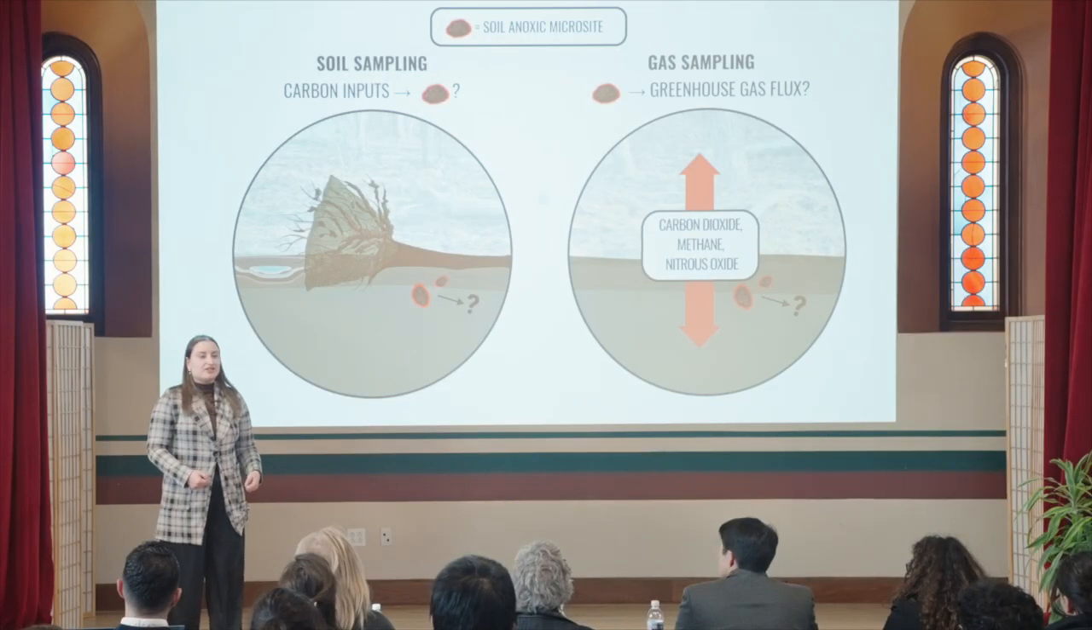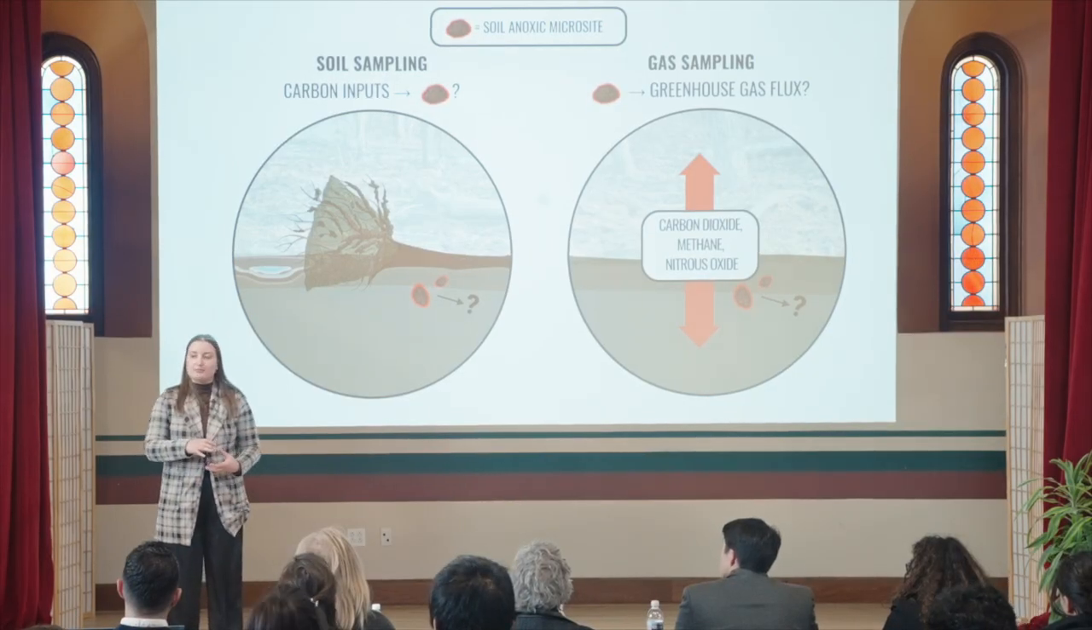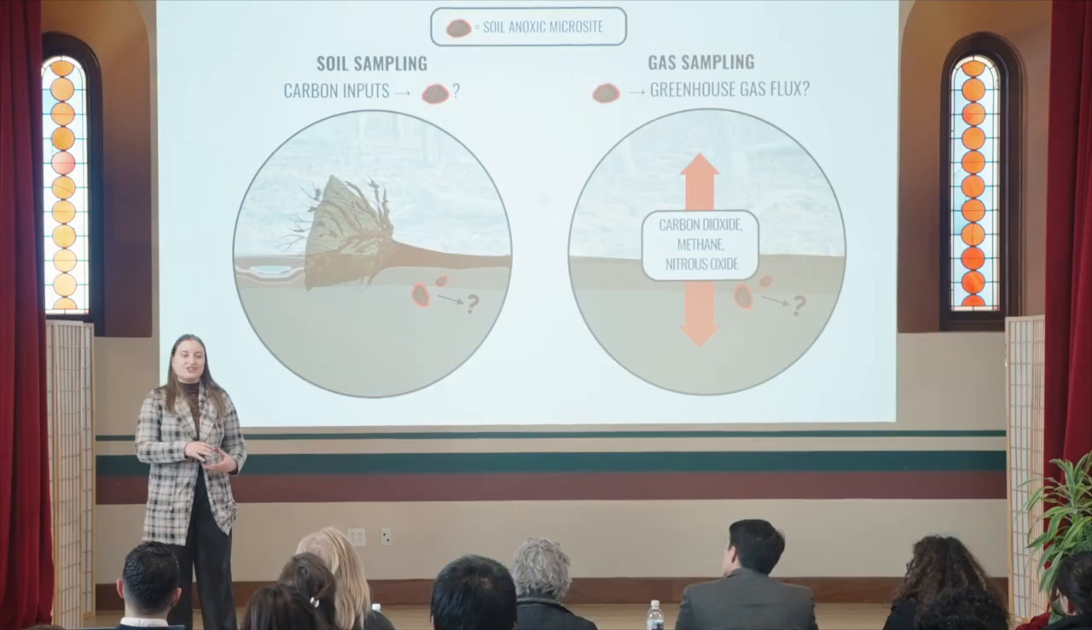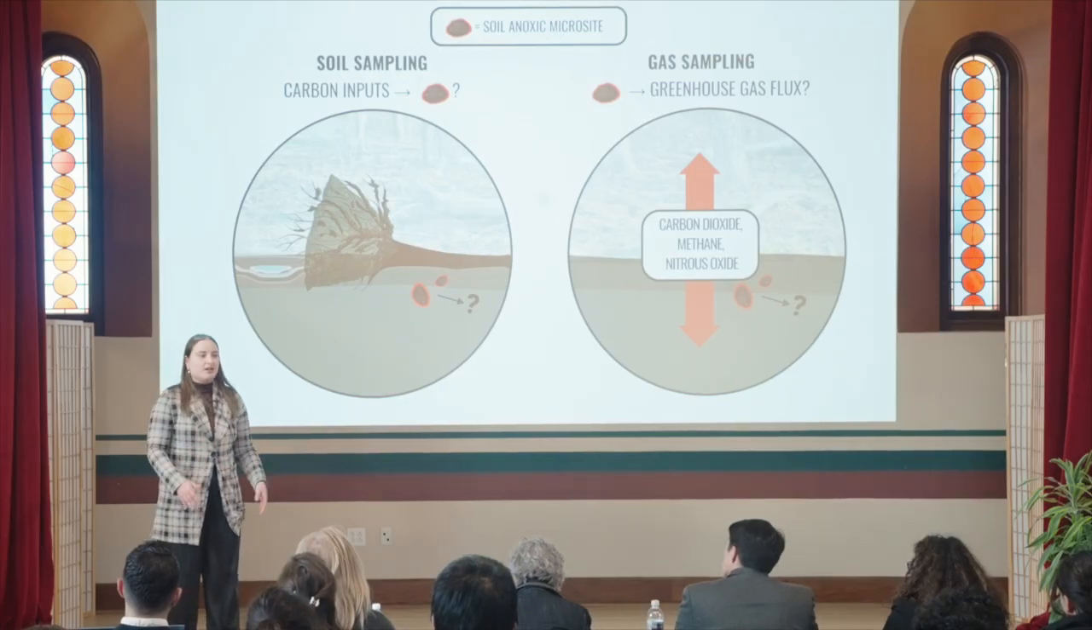Soil anoxic microsites are small oxygen-depleted pockets in soils which can be considered climate wildcards. While anoxic microsites can trap and protect carbon in our soils, they're also able to produce harmful greenhouse gases such as methane and nitrous oxide, which are far more potent in warming our atmosphere than carbon dioxide.